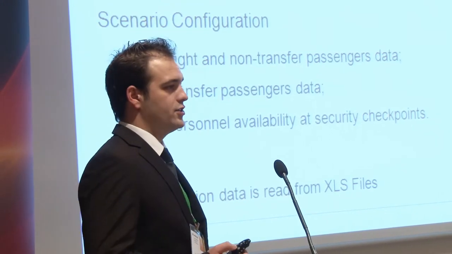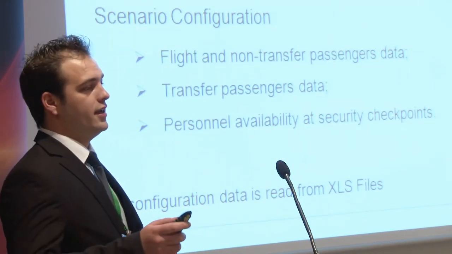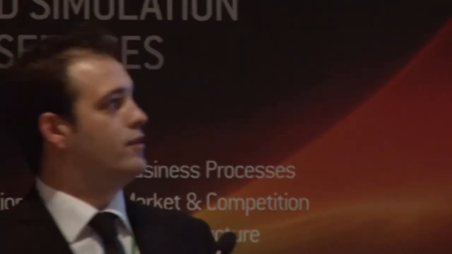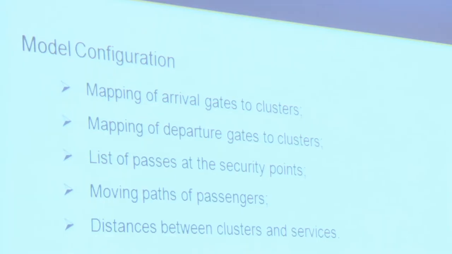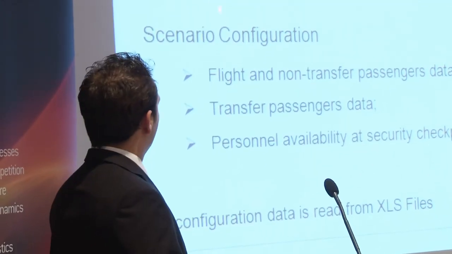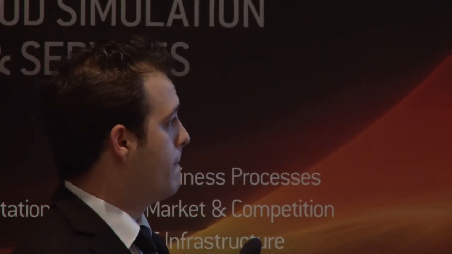For model configuration, so namely when we built the certain model, we've made a mapping of all the gates, arrival gates, departing gates, with certain clusters. Each list of passenger check-in points was mapped also to different type of clusters. There were defined all the moving paths for the passengers inside the airport, the ones in which they were allowed to go, not the ones in which personnel moved, for instance, because they have other routes, those weren't included. And distances between different clusters and services inside the airport.